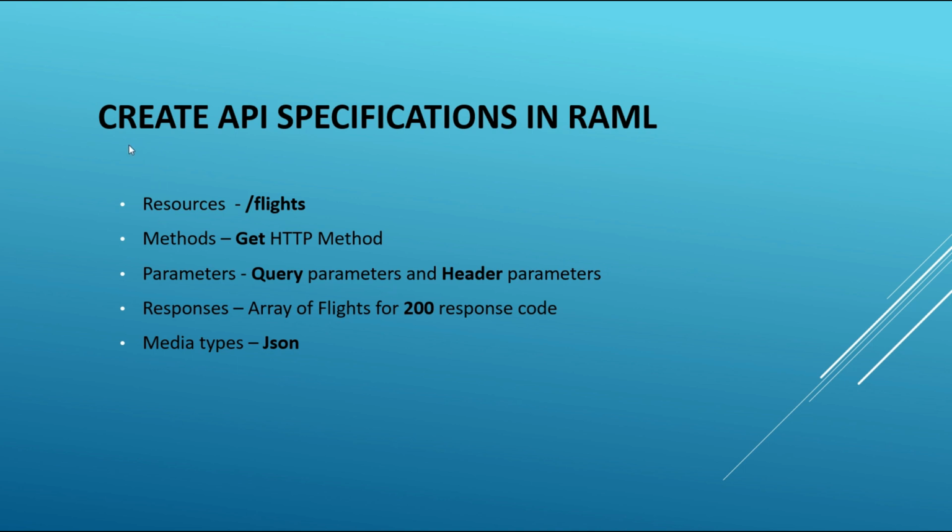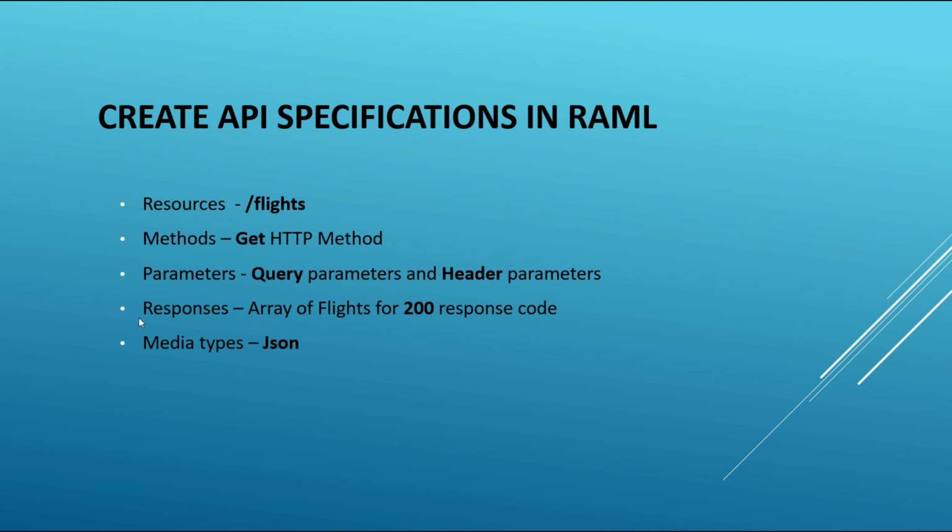Hi, welcome back. In today's video, let's create an API specification in RAML. We'll take an example of the REST API and clearly describe the details of the API. For example, the resource details, on which resource the user is acting upon. For example, it can be flights, user, or employees, or it can be anything. And the details of the method, for example, the get HTTP method. And we'll define the details of the query parameters, header parameters, and so on.